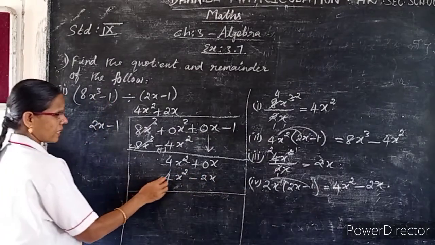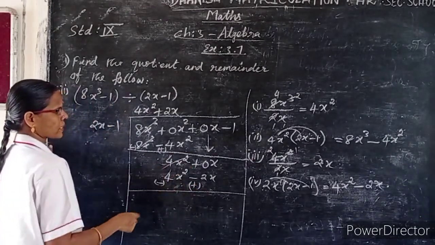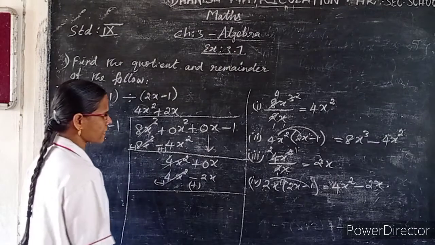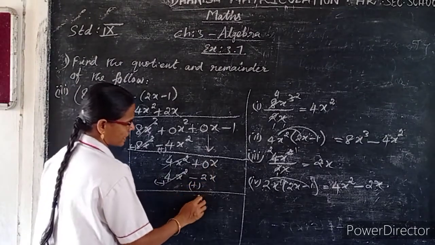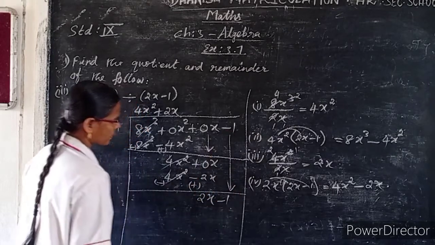Next, change the sign. Plus means minus, minus means plus. So now 4x square minus 4x square, they cancel. 0x plus 2x is 2x. Write down this term minus 1.